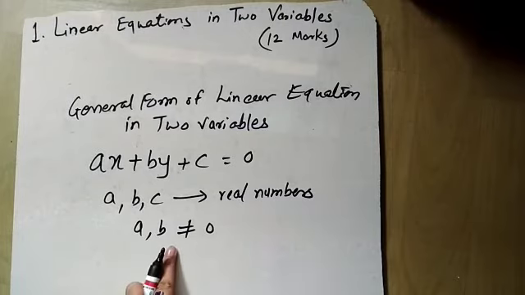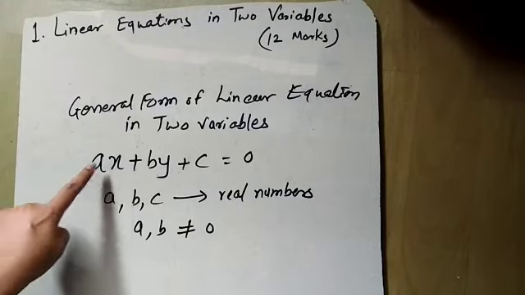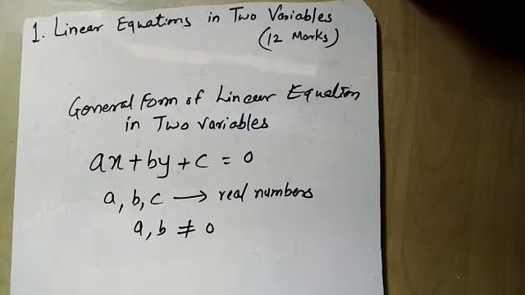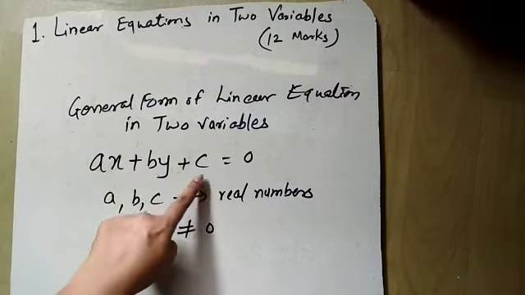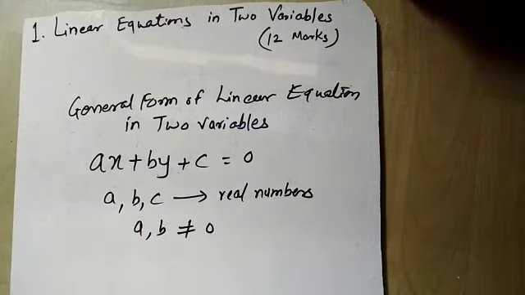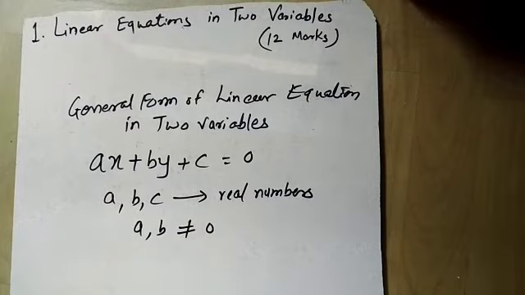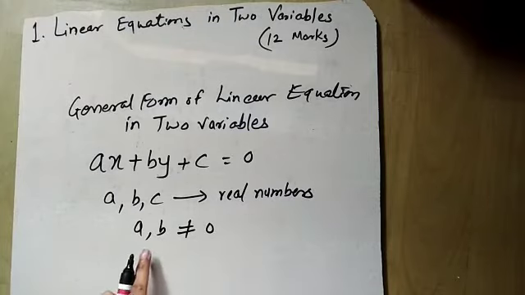Why a and b not equal to 0? Because if a becomes 0, then the first term will get removed and the equation will remain by plus c, which will be an equation in one variable. Same thing happens if b becomes 0, the equation will remain ax plus c equal to 0, which will be an equation in one variable. And we are learning equations in two variables. So the general form of the equation is ax plus by plus c is equal to 0, in which a, b, c are real numbers and a and b are not equal to 0.